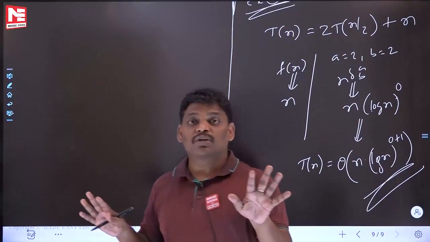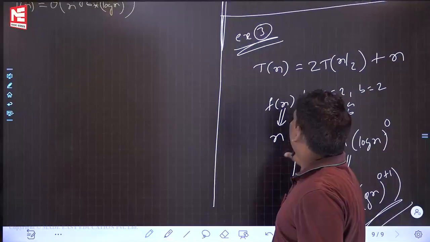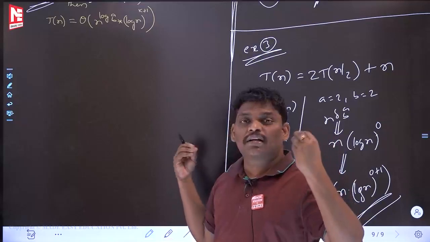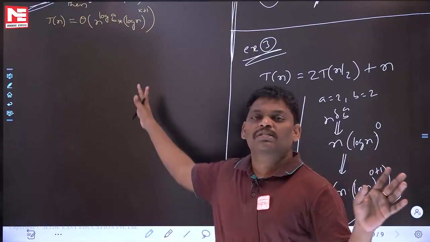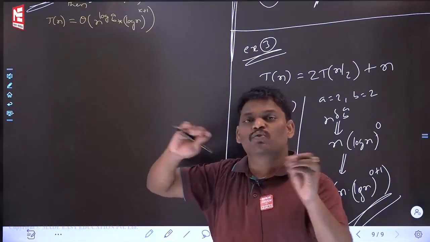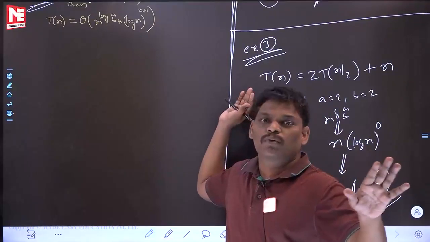I am thinking that you are a little bit fine now. Let's come to the next one. I did 3 examples. I think you got some idea. Some people are saying, sir, I didn't get clearly what the master theorem is. Nothing. The master theorem contains 3 cases. Just do it meaningfully 1 or 2 times. I did 3 problems. Let me do 3 more problems. You will get more clarity.